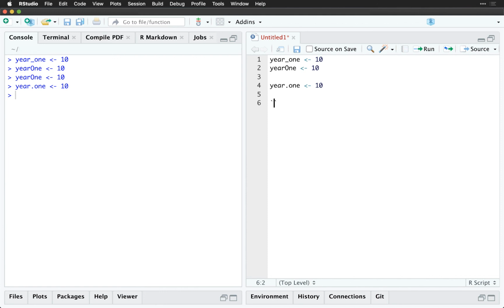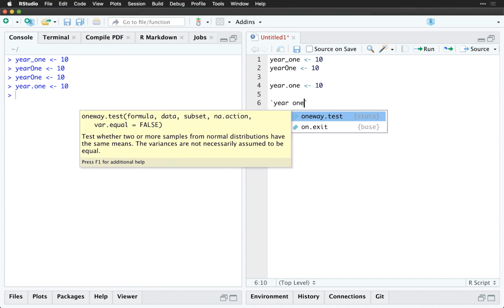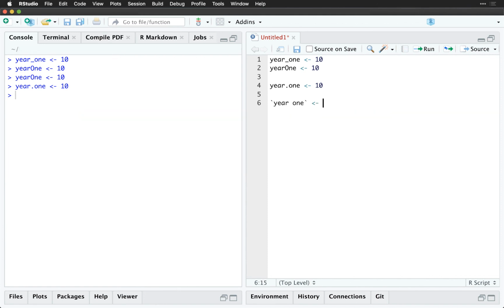So I can make a variable called year 1 with a space in it, which normally wouldn't be allowed, but I can assign that to something like 10, and then of course I can access it in the future as `year 1`. As I said, this really isn't a good idea, but you do see this occasionally in terms of data sets, so it's good to know that it's out there.